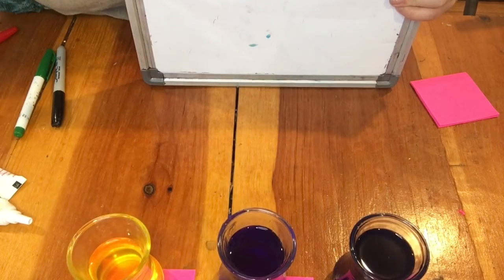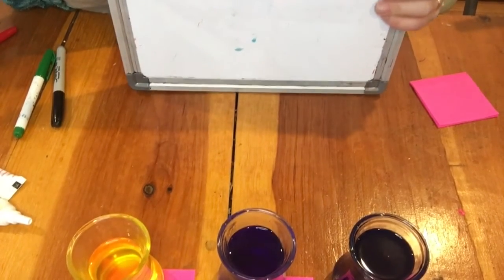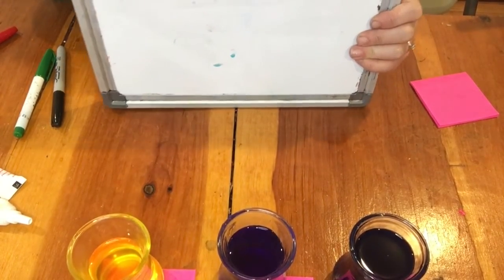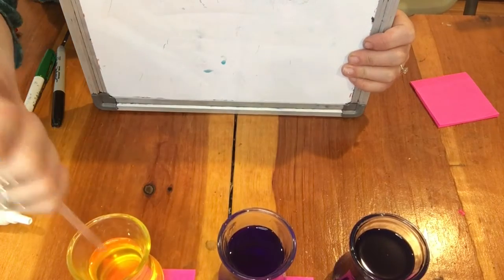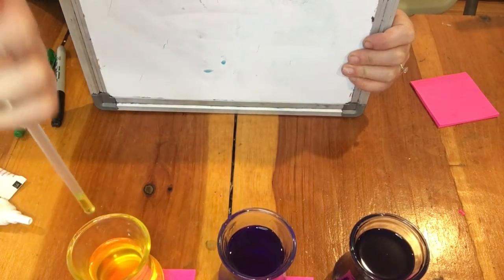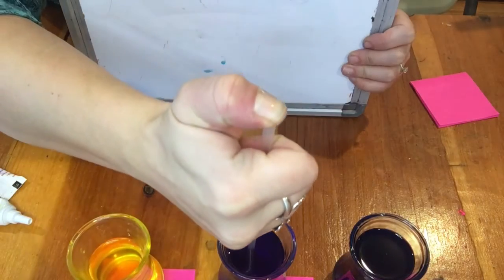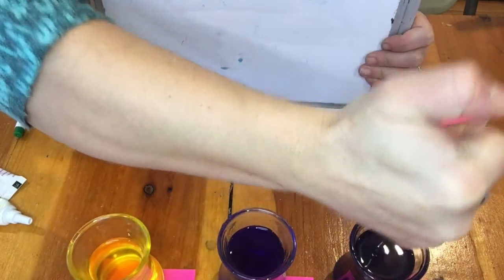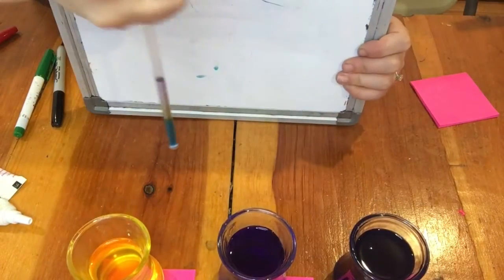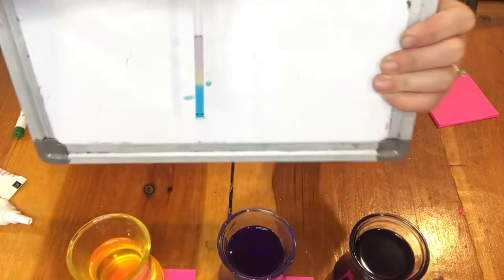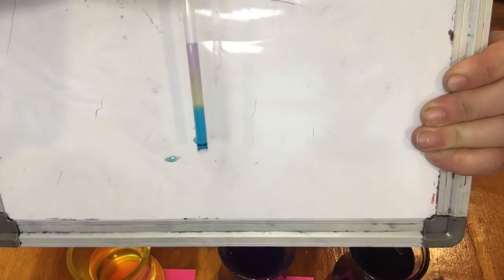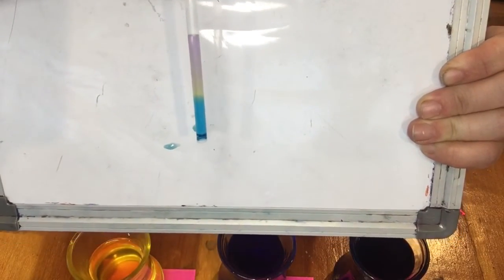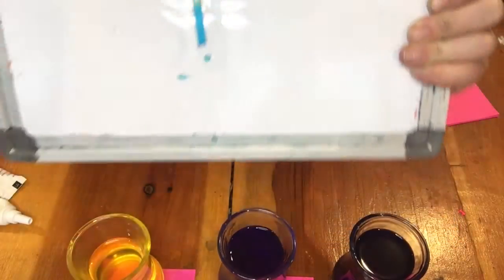Now, what would happen if we did it in the incorrect order? Let's take a look. So let's say we decided that our solutions went in order 1, 2, 3. So we're going to take a little bit of solution 1. We're going to take a little bit of solution 2. We're going to take a little bit of solution 3. Notice how there's really no nice separation of solutions 1 and 2 like we had before. Solution 3 is our most dense, so that still remains on the bottom.